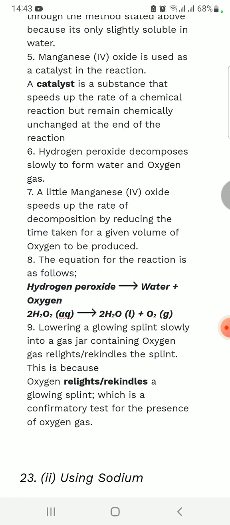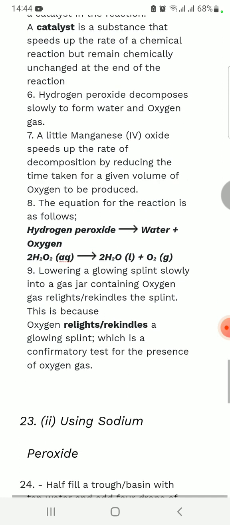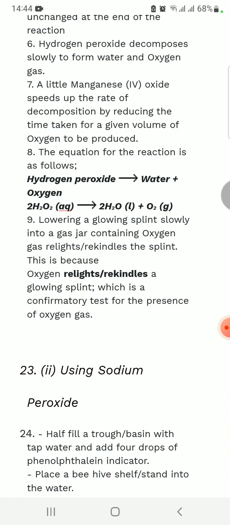After producing this oxygen, we had a gas jar. If you take a glowing splint and insert it into the gas jar containing the oxygen, it rekindles. Rekindling means that it glows again, producing a very clear flame. That means oxygen rekindles a glowing splint, which is a confirmatory test for the presence of oxygen gas.